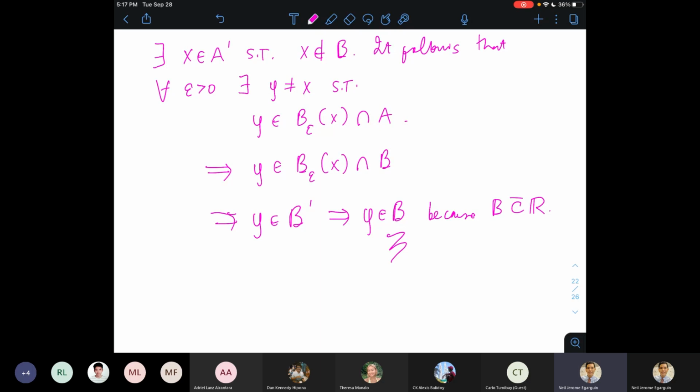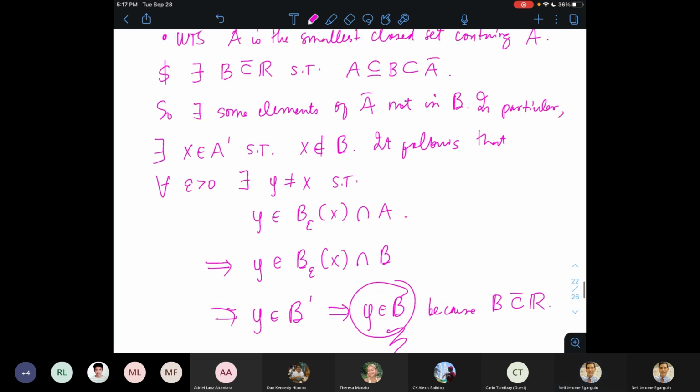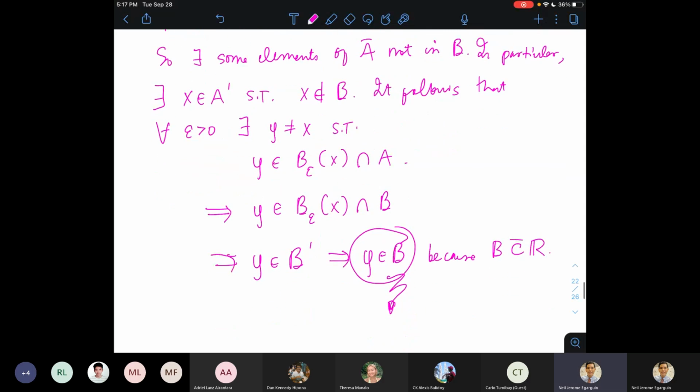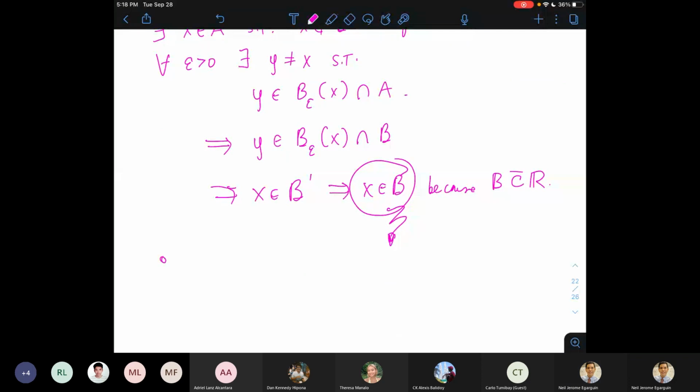And that's our contradiction, because here we're saying that Y is in B, but earlier, not Y, this is X. Yung center, yung limit point. So X is an element of B, but here we said X is not in B. Okay? So therefore, dapat wala ng set B na mas maliit kay A bar na closed and contains the set A.